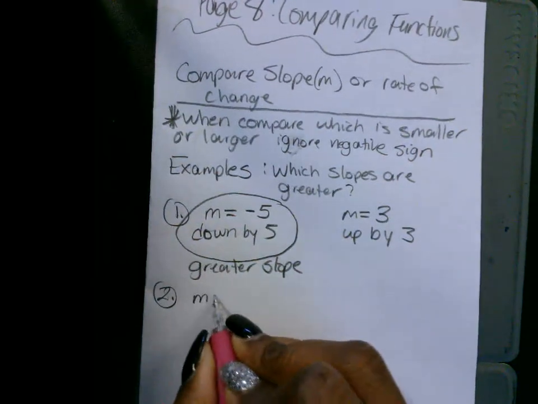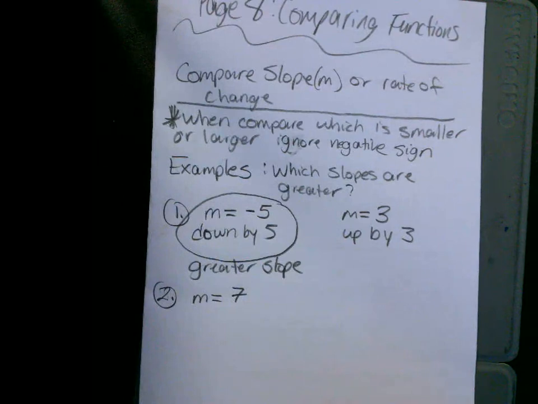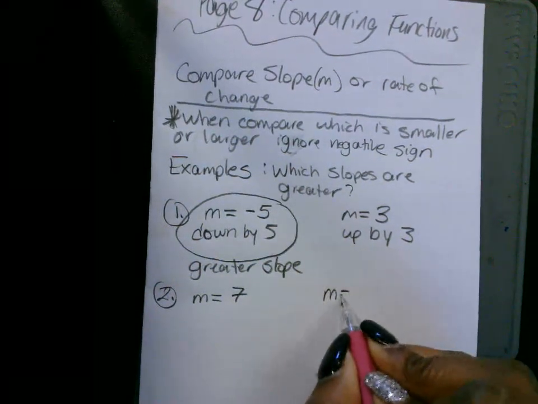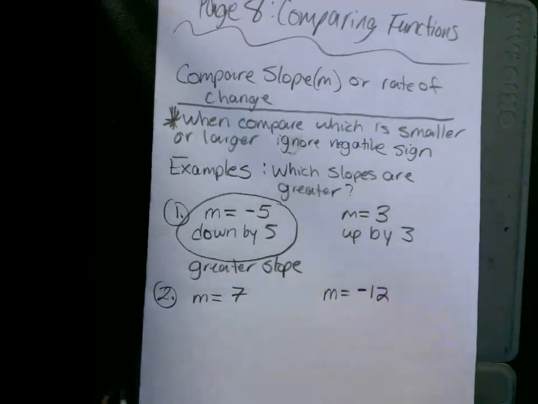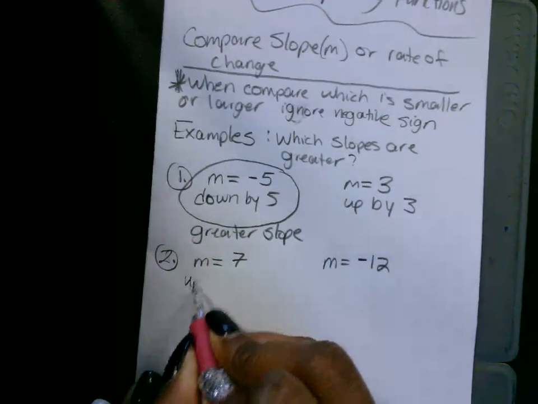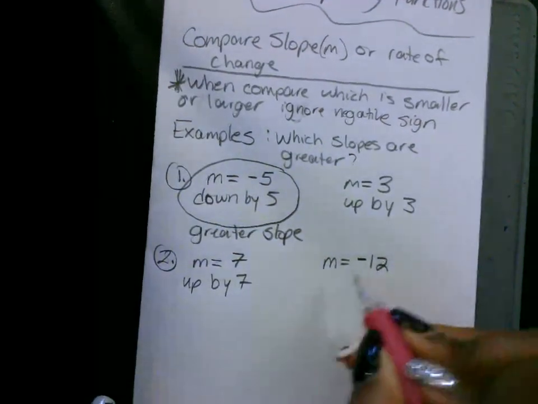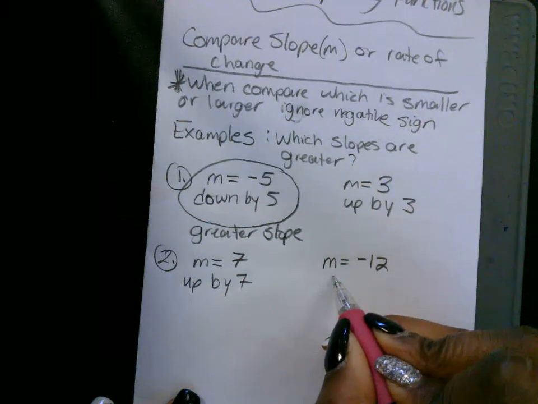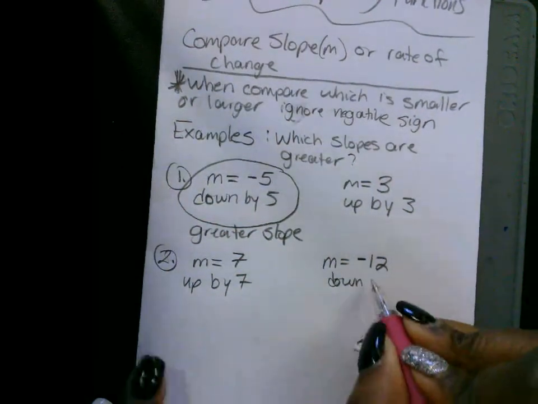Let's suppose here m is equal to 7 and m is equal to -12. Which one has the greater slope here? This one is going up by 7, because it's +7. And this one is going how? Down by 12. Just down by 12, right?